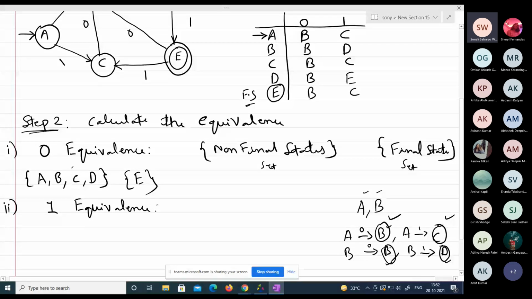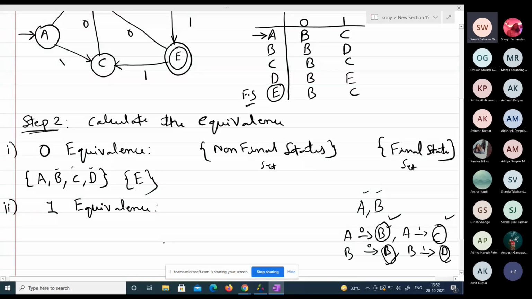Now check for B. B on 0 gave me B. B on 1 is giving me D. Similarly, I have to check for BD also. B and D, are they present together? Yes. B and D are also present together.